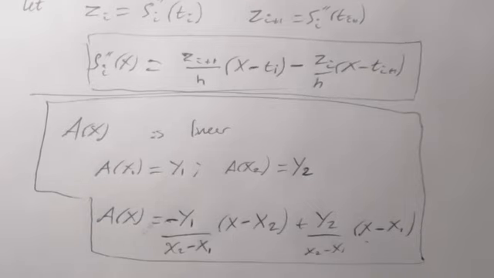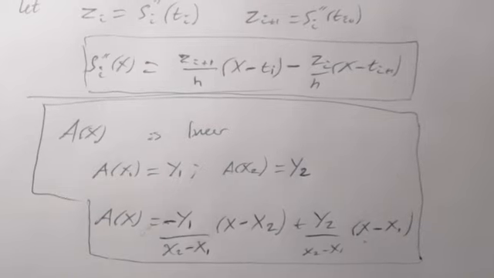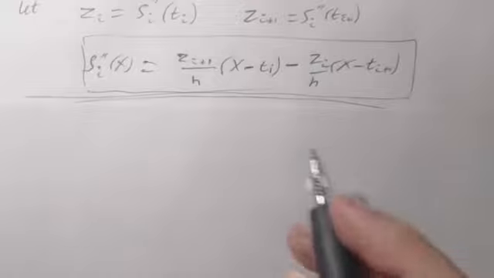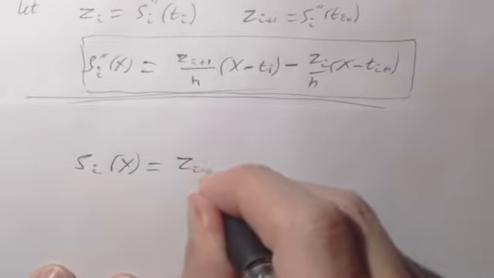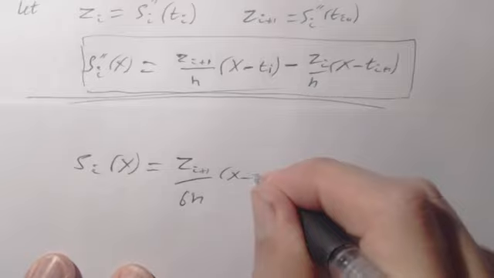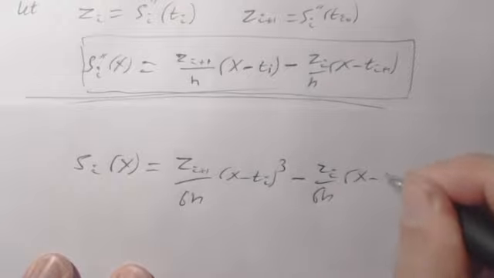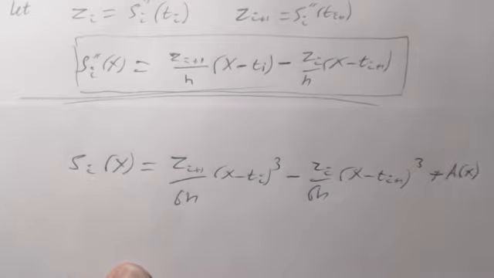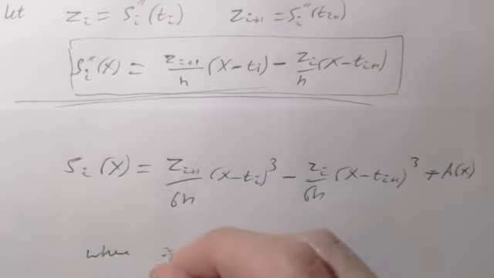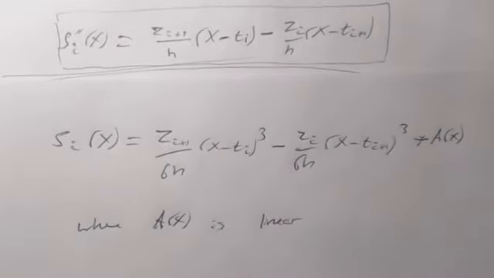So if we integrate it twice, we obtain that Si(x) is equal to zi plus 1 over 6h times x minus ti cubed, minus zi over 6h times x minus ti plus 1 cubed, plus A(x), where A(x) is some unknown linear function obtained from the unknown constant that you get each time you integrate.